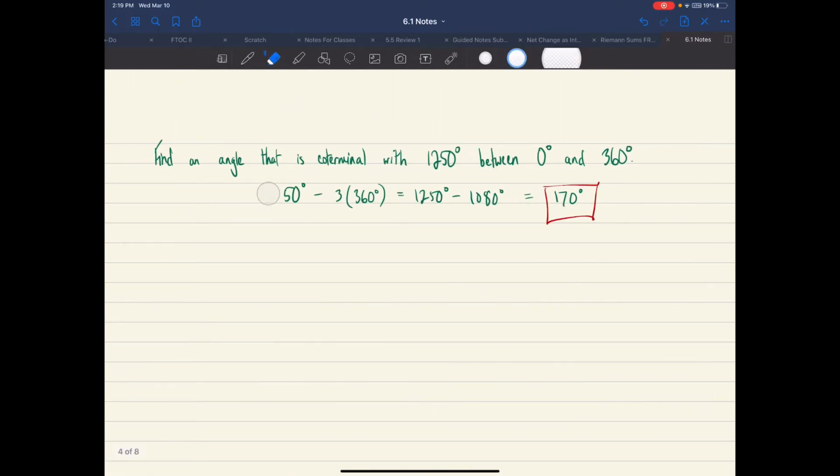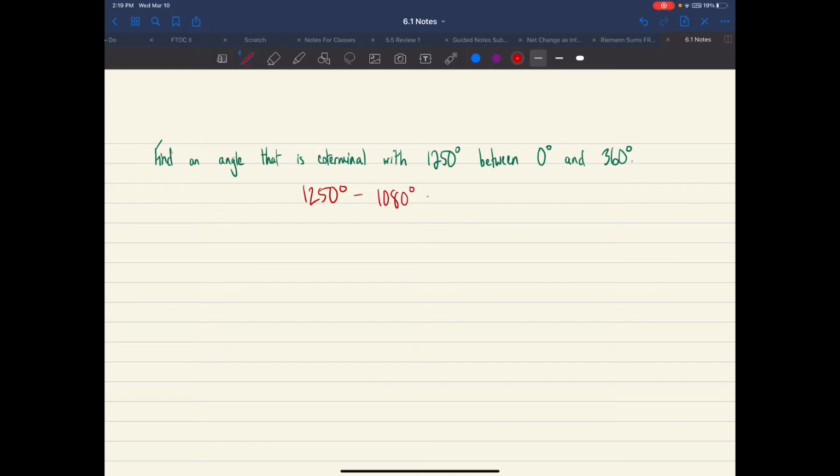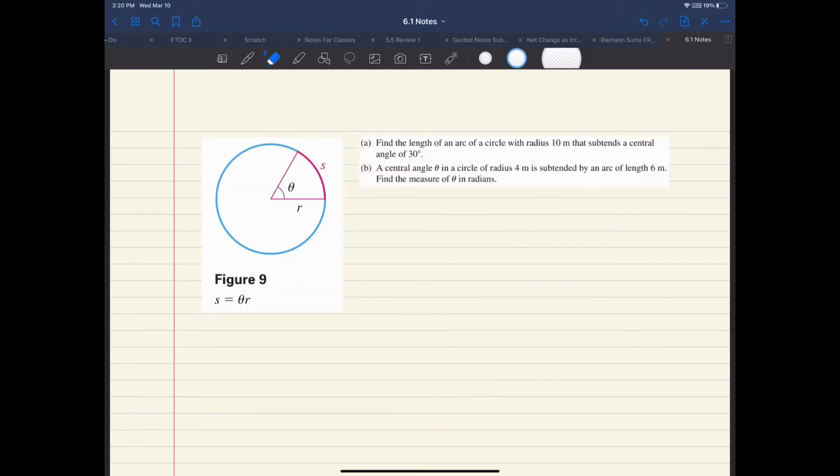Okay, so let's clear this out. This says find an angle that is coterminal with 1250 degrees between 0 and 360. Just like the other problem, in this case we're going to subtract multiples of 360 from 1250. I know that 3 times 360 is 1080, so 1080 is a multiple of 360. From that, I would get an angle of 170 degrees, which is between 0 and 360. The questions can't get too complicated with these.